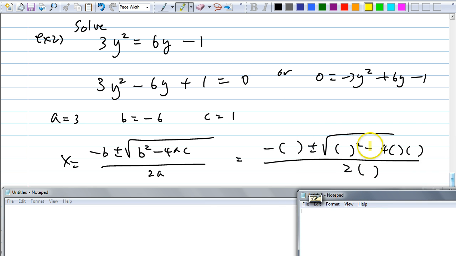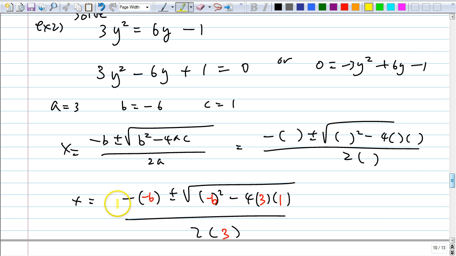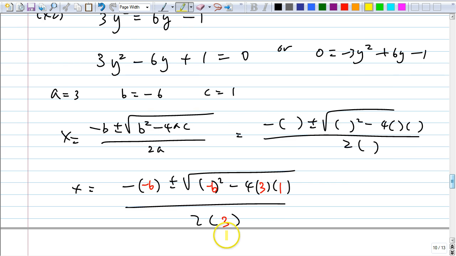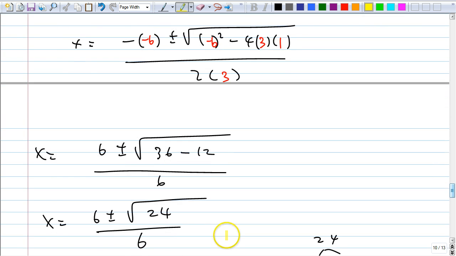Did you all use parentheses? So you should have gotten negative of negative 6, which is positive 6 here. Then plus or minus the square root of b squared, which is negative 6 squared, minus 4 times 3 times 1, over 2 times 3. Did you all get this?